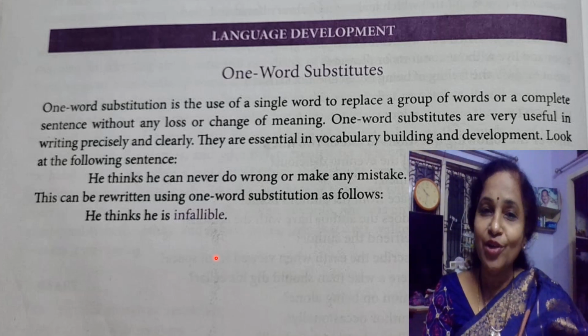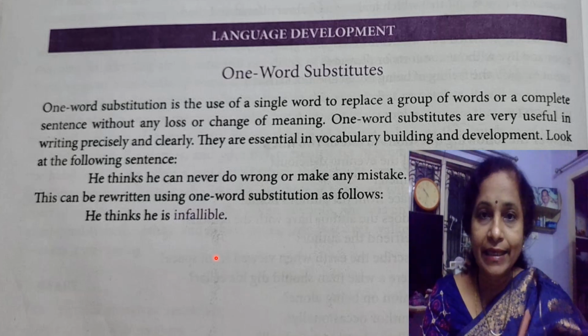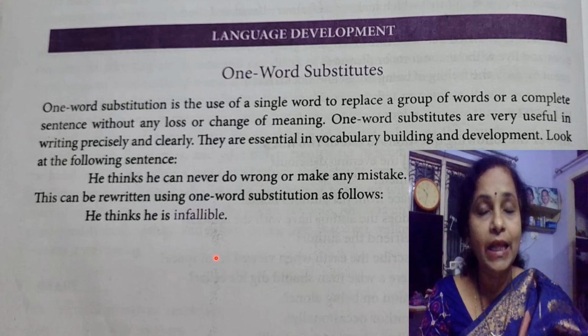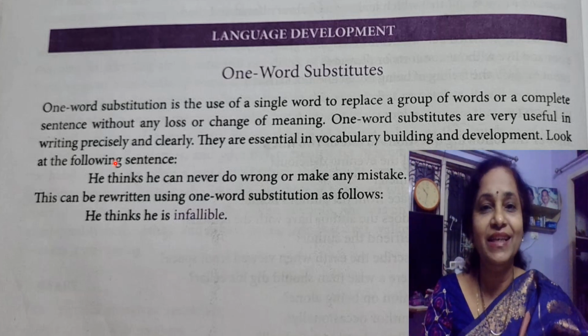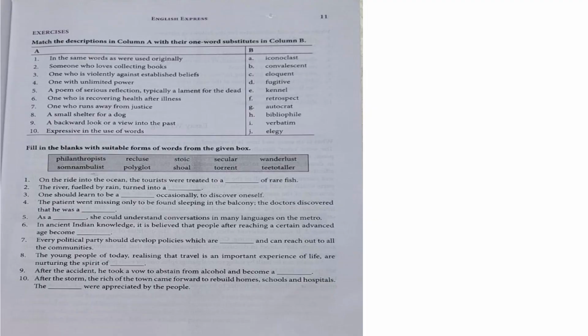Got it, students? Now we are going to solve some exercises so that you will understand it very clearly, and it is very useful from the examination point of view also. There will be sure short questions from these exercises. So don't ignore them. Now coming on to exercises, the first exercise is match the descriptions in column A with their one word substitutes in column B.